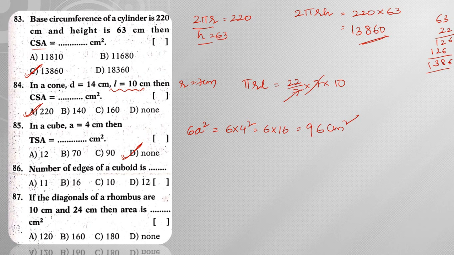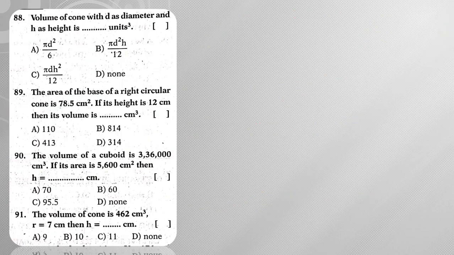Number of edges of a cuboid. So in a cuboid we are going to have 12 edges and 6 faces and 8 vertices. Next, if the diagonals of a rhombus are 10 centimeters and 24 centimeters, then the area of the rhombus is half into d1 into d2, which is half into 10 into 24. So 10 24s are 240 by 2, which is 120 centimeters square. Hence the answer is 120 centimeters square.